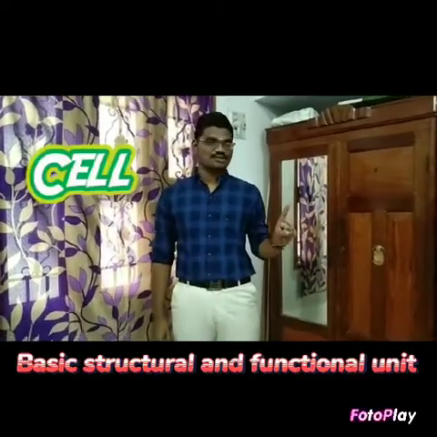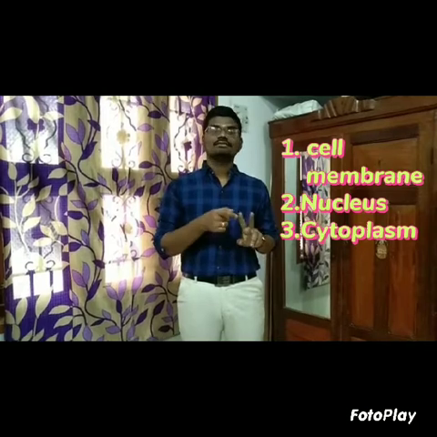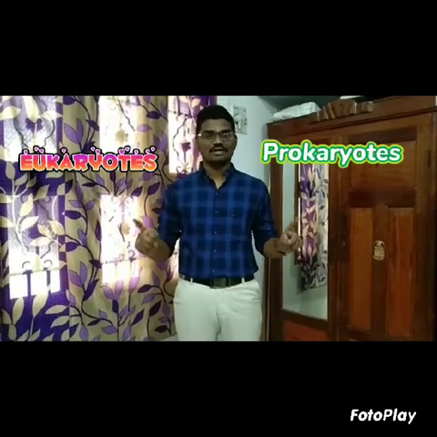Let's see a quick recap. Cell is the basic structural and functional unit of life. It was first discovered by Robert Hooke. He mentioned a cell in his book Micrographia. Cell is made up of three major parts: cell membrane, nucleus and cytoplasm. Based on the cell, organisms are broadly classified into prokaryotes and eukaryotes.